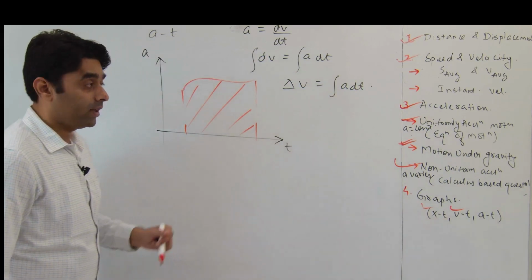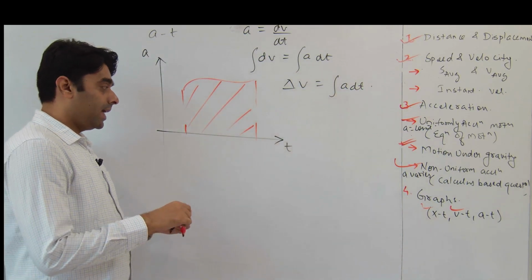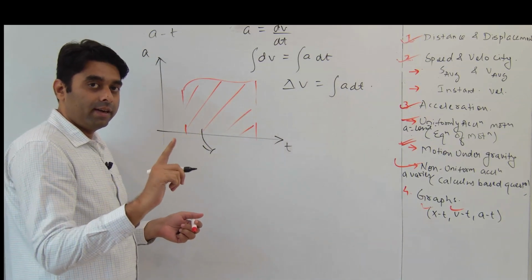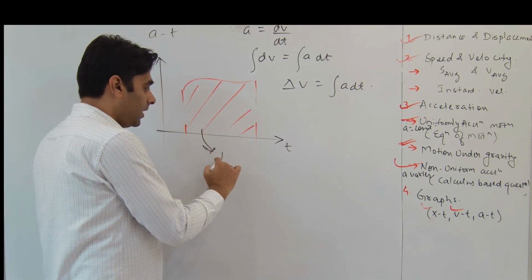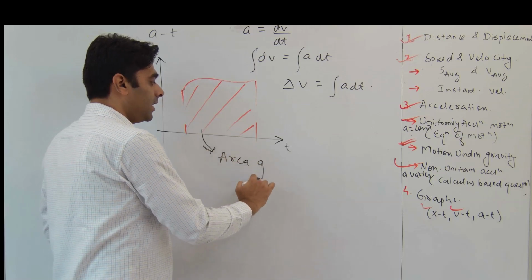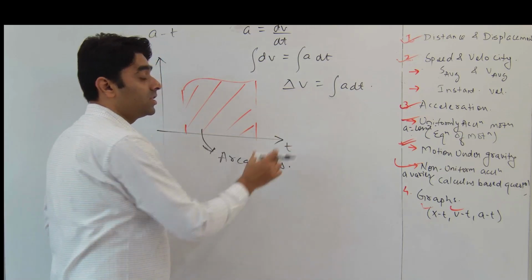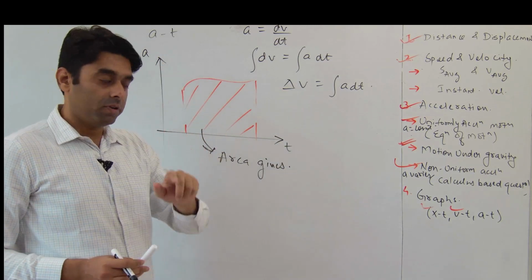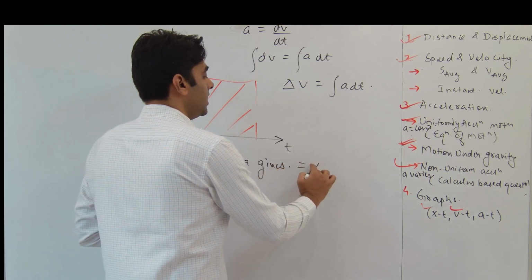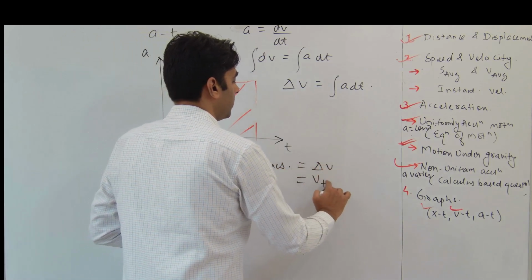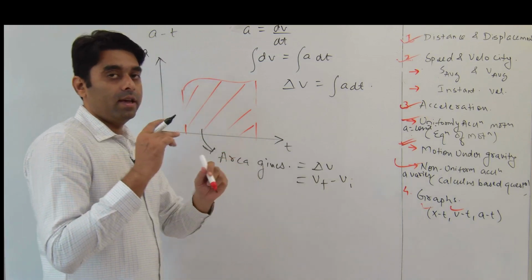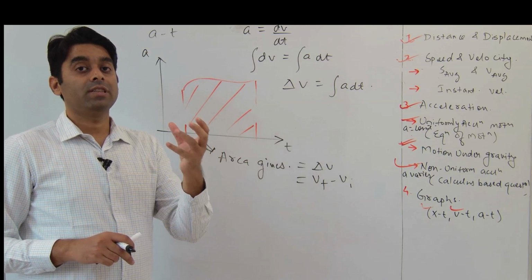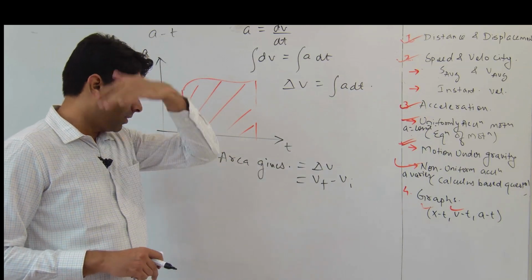Now what information do we get? Integral of a dt, in terms of graph, is the area under the AT curve. So the area gives the change in velocity. Please be careful, it is not just velocity. The area gives the change in velocity, that means V final minus V initial. Area under the acceleration time graph gives us change in velocity, that is delta V.